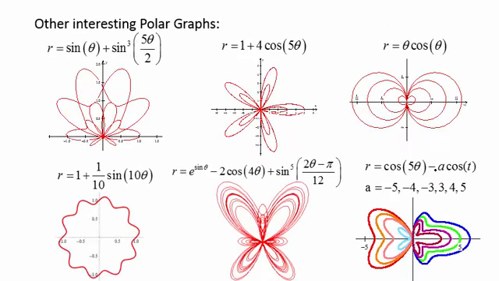Some of the other interesting polar graphs that we could create are here. They don't necessarily all have names, but some of them are interesting nonetheless. For example, the graph of a butterfly.